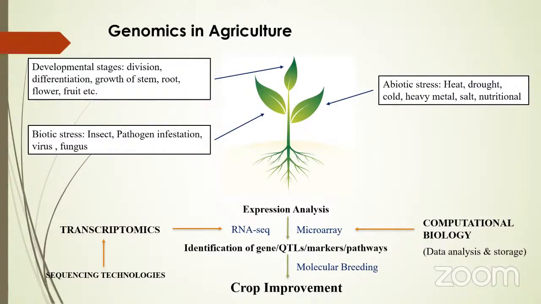Today we will mainly focus on agriculture. As you see in that picture, in terms of crop improvement, this is how genomics is playing a role. In terms of genomics and transcriptomics, we have sequencing technology. After getting that sequence, we can go for RNA-seq or microarray, and this kind of technology helps in identification of a particular gene, QTL, or marker, or we can identify a particular pathway. Then definitely we go for improvement of that particular aspect.